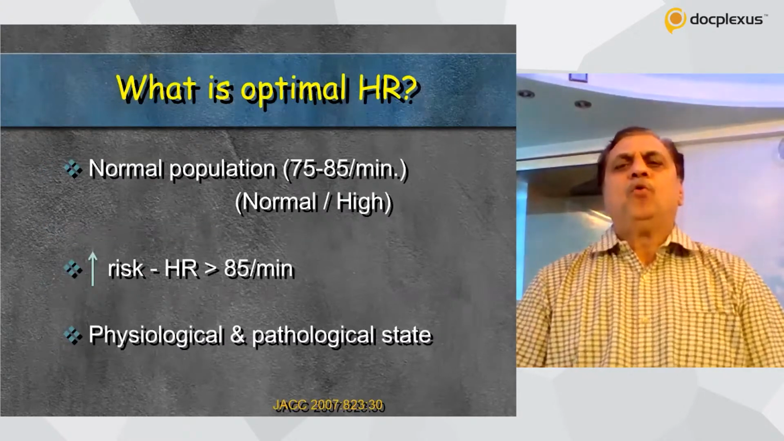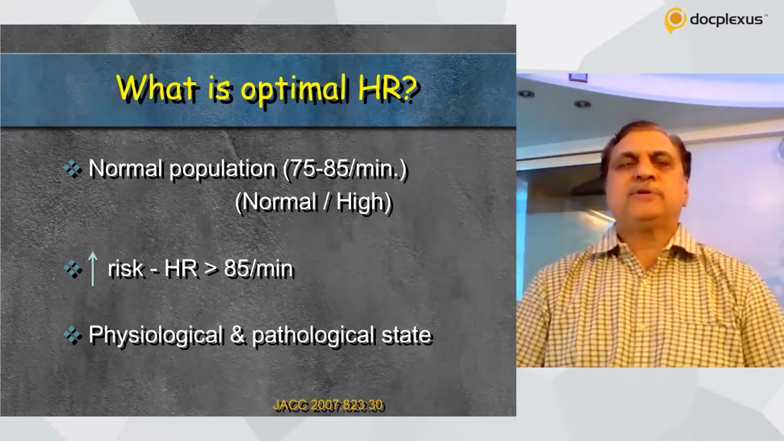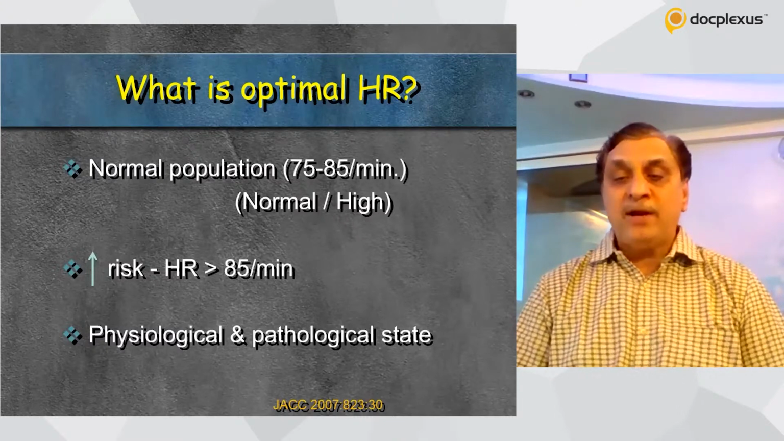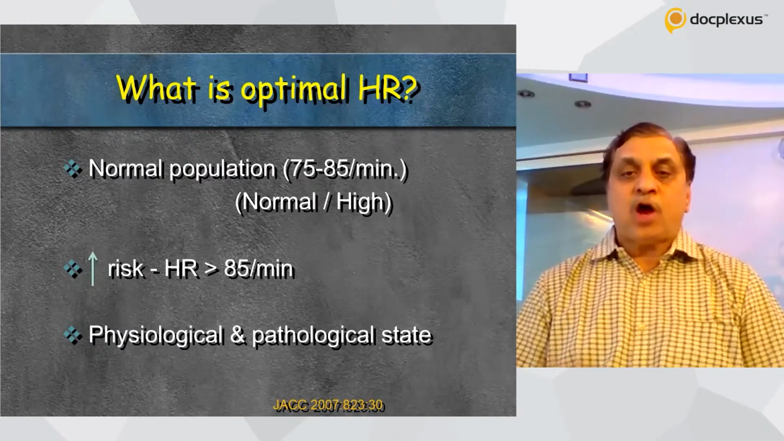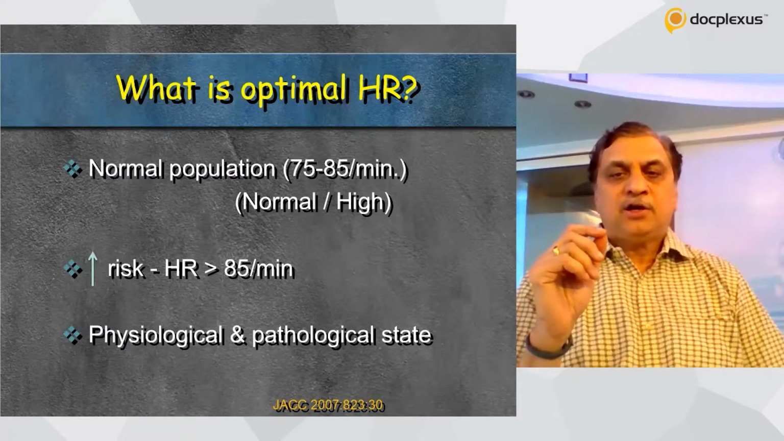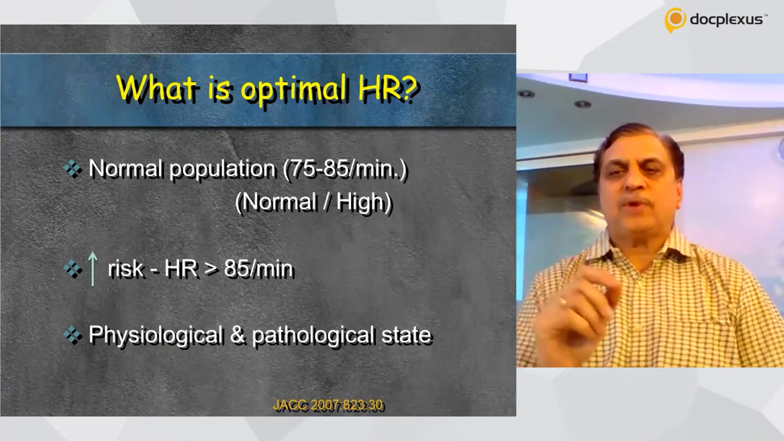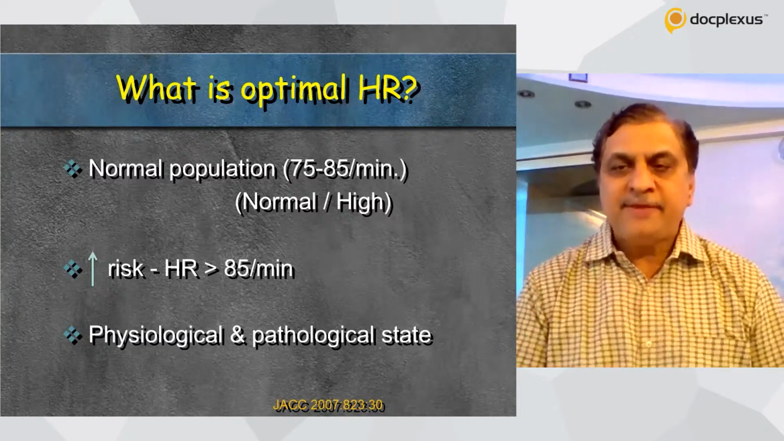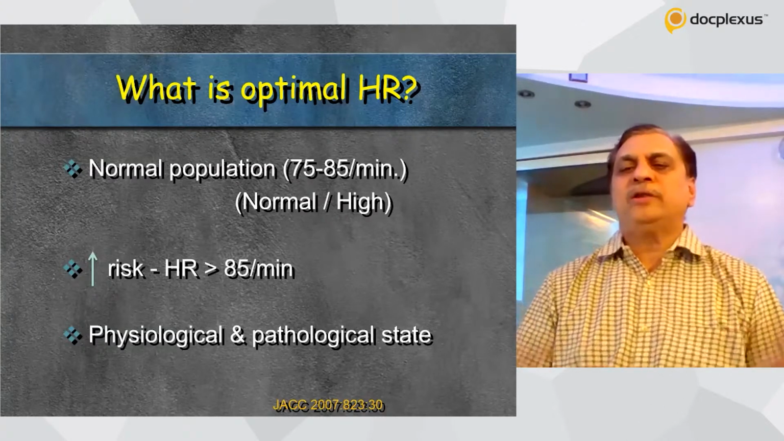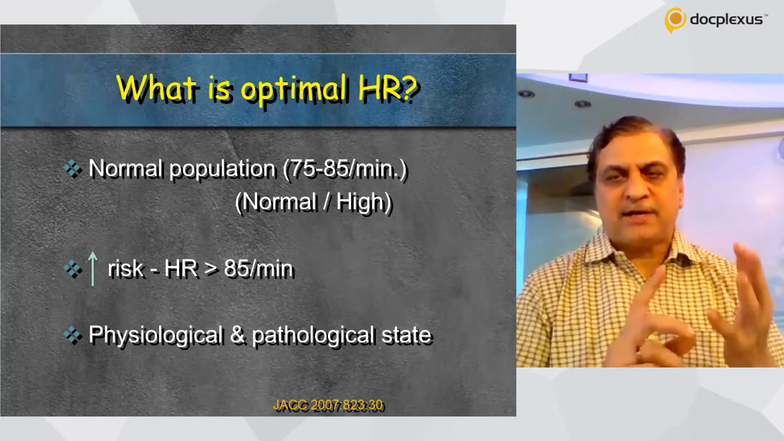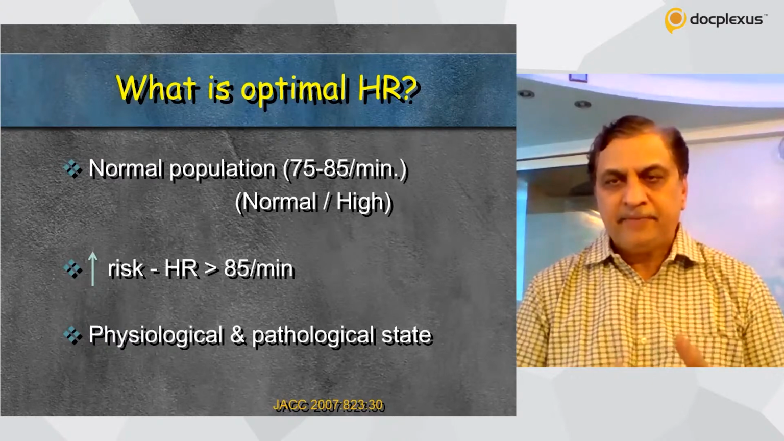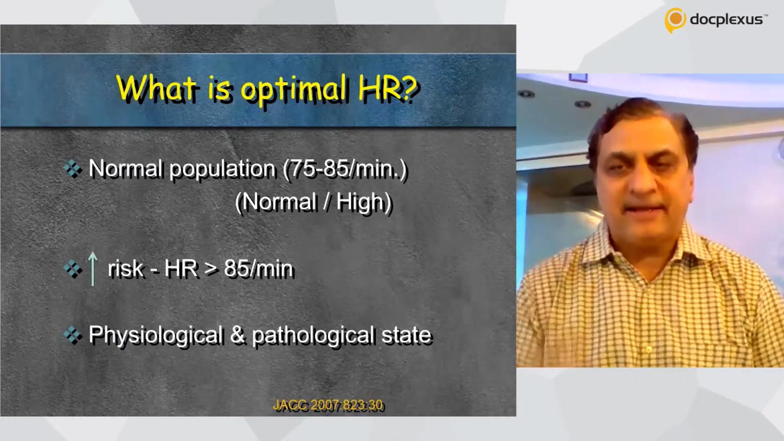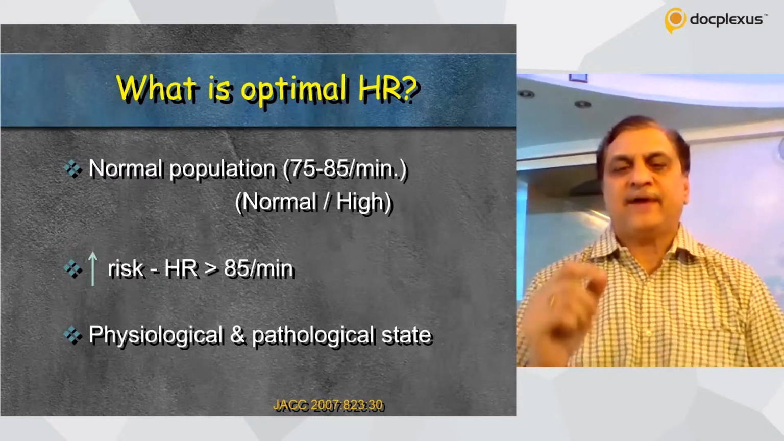Finally, what is optimal heart rate? Suppose somebody asks me, in a normal person, what is physiologic heart rate? Before that, in a normal population, 75 to 85 is normal heart rate. 85 is the upper limit of normal. Anything more than 85, you see all the studies, most of the studies use more than 80, 83, 85, and 90. So anything more than 85 consistently at rest is a risk factor.